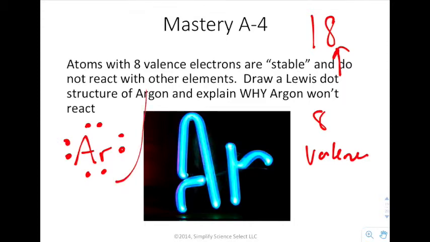And earlier in the passage, it told us that atoms with 8 valence electrons are stable. And the reason why is atoms want to have 8 electrons around them to satisfy what's called the octet rule. Since argon already has 8 valence electrons, it doesn't make any sense for it to bond or share or give away or take an electron from anything else because it's already met the standard to satisfy.